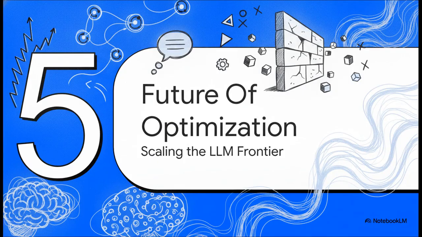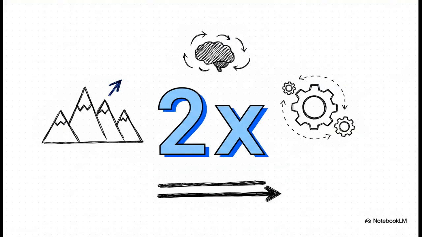Finally, we reach Section 5, the future of optimization, scaling the frontier of LLMs. Because as we scale up to modern large language models, the massive LLMs powering today's AI chatbots, we hit entirely new walls, demanding entirely new paradigms. Take a look at this number, 2x. A new optimizer called Sophia actually achieves a massive 2x training speedup over ADAM on large language models.